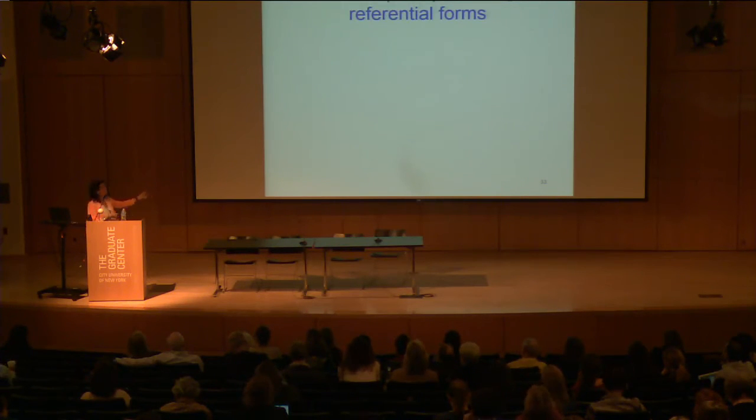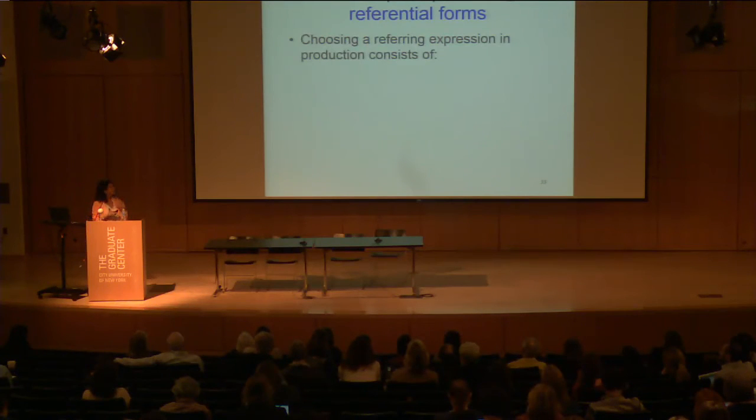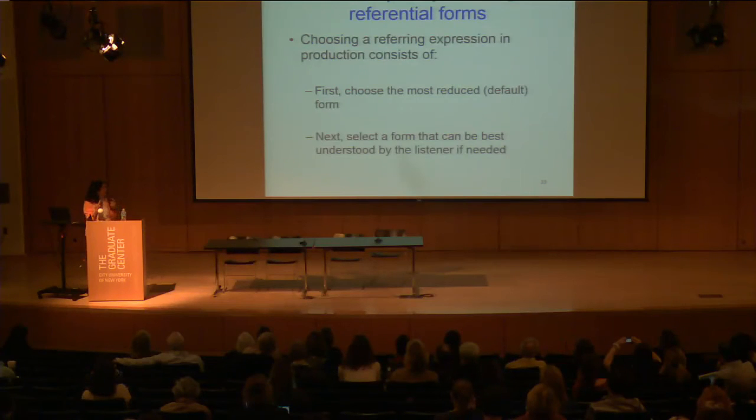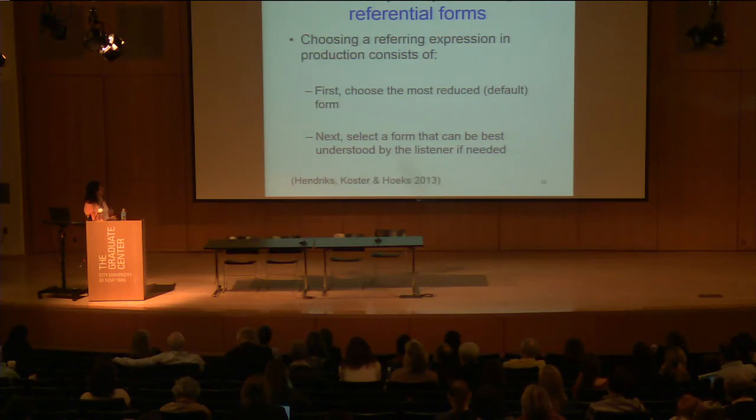So if you take production of referential forms, you might think that production starts from the most reduced form, which is by far the most frequent, by the way. So the null, the omitted pronoun, is by far the most frequent. It is linguistically the default. We can say maybe speakers have a tendency to start from that. But then they select a form that can be best understood by the listener if needed. So if there is a realization that I can't drop the pronoun because my interlocutor won't understand what I'm talking about, or the conversation has evolved in a certain direction, you have to update, you have to switch to an overt pronoun.